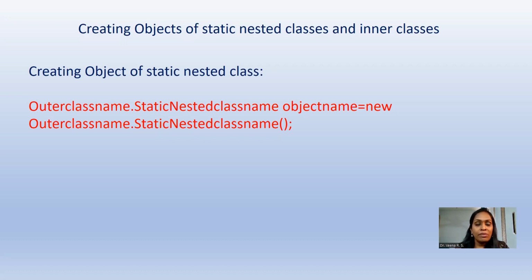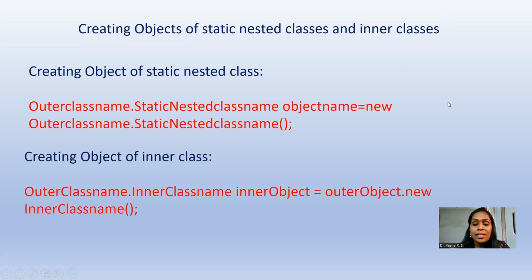As you create the object of the outer class, you will also create the object of the static nested class with the outer class name followed by dot and followed by the static nested class. But when you want to create an object of an inner class, there is a slight change. Remember, whenever you want to create an object of an inner class, the outer class object must exist. If you don't have the object of the outer class, you will not be able to create an object of the inner class. So how do you create the object of the inner class? It is outer class name dot inner class name, the object equal to outer object.